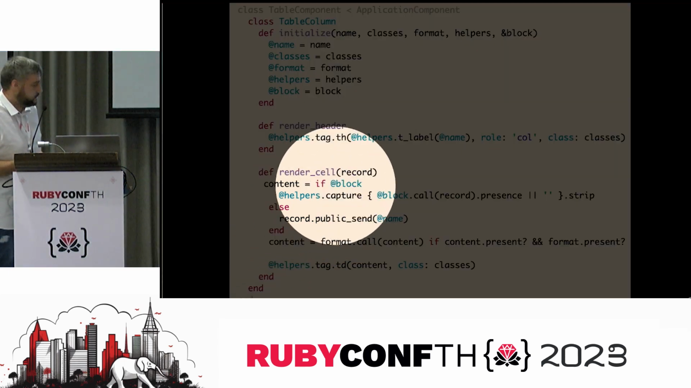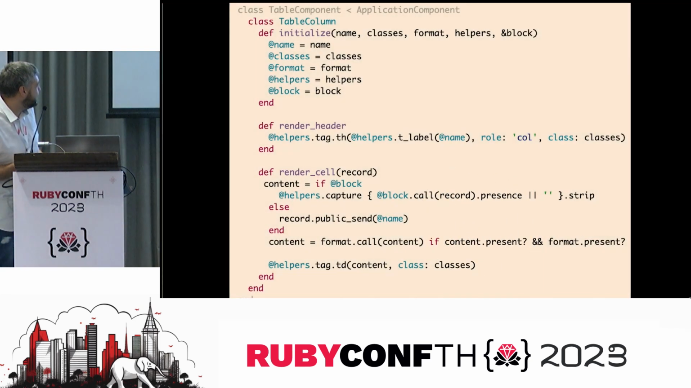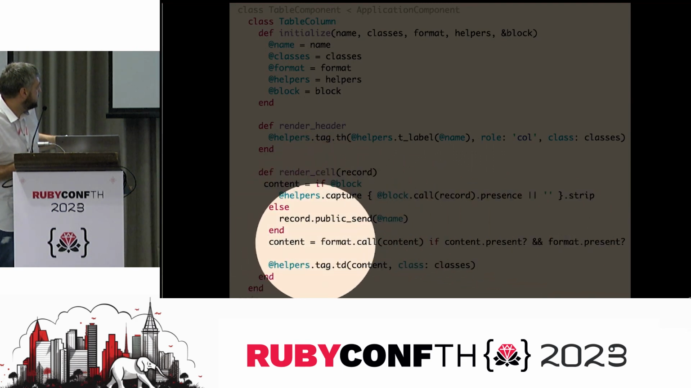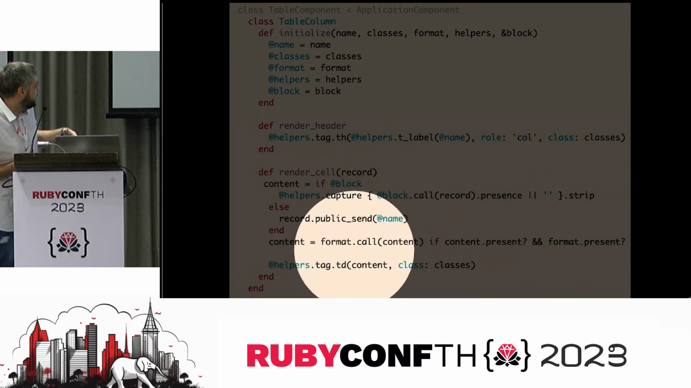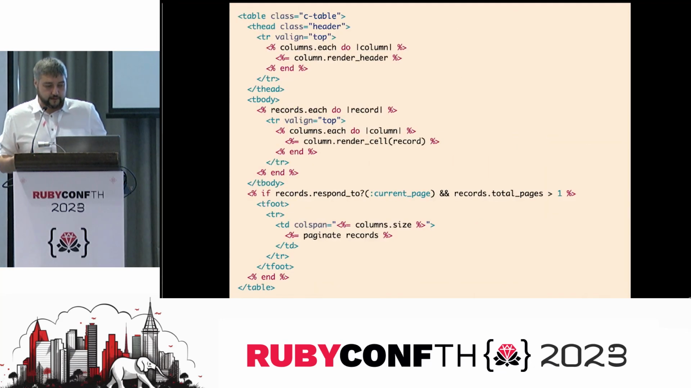The complex part here is just capturing the block. It's a bit blobbly. It's not that bad, but that's what we can do. We just capture the block content. We clean it up, strip it and have it as null, or if we have a formatter and content, we format, and we just use the helpers tag to generate another table cell. And the table code is very simple as well. We just loop through the headers, we go through the records, we render each cell. If there is a pagination, I just render the pagination. If it doesn't have pagination, I don't show anything.